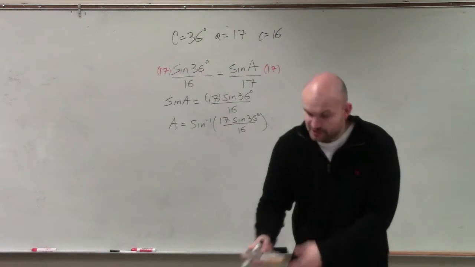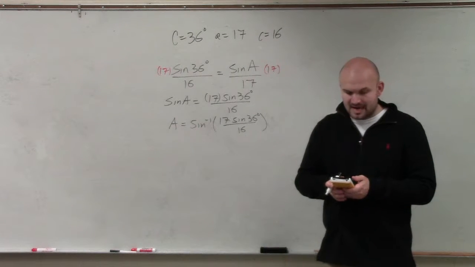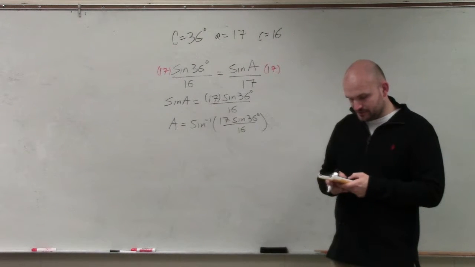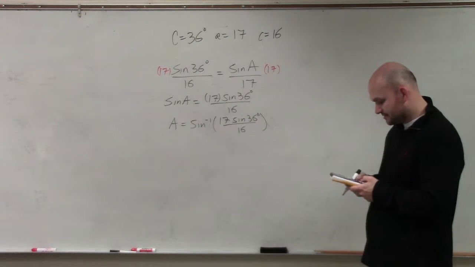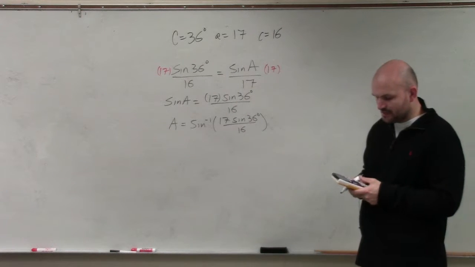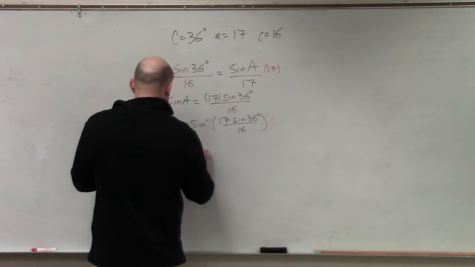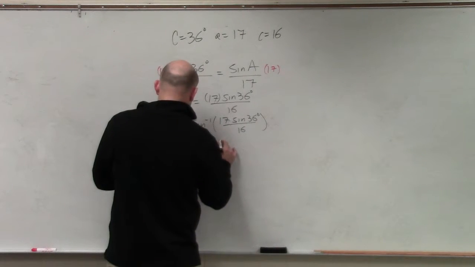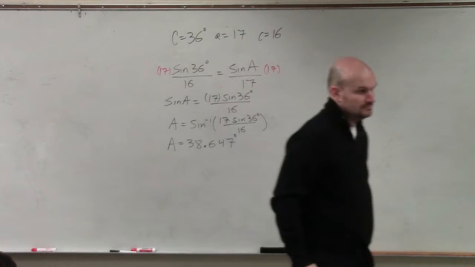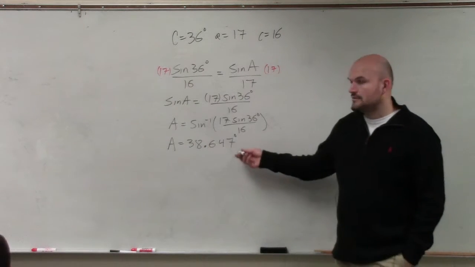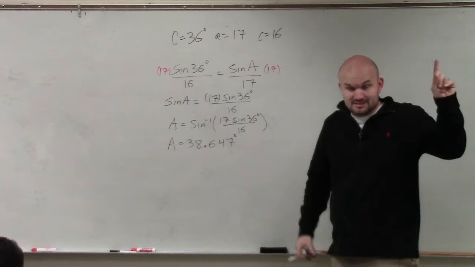So you can do that first, or you can do that all in one function. So you just hit second sine, which gives you the sine inverse. And then I'll just do 17 times the sine of 36, close my parentheses, divided by 16, and then close my parentheses one more time. And when you do that, you should get A equals 38.647. So everybody got me on that? So now we know one triangle exists, right?